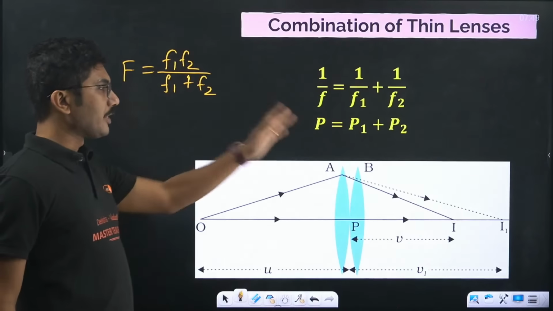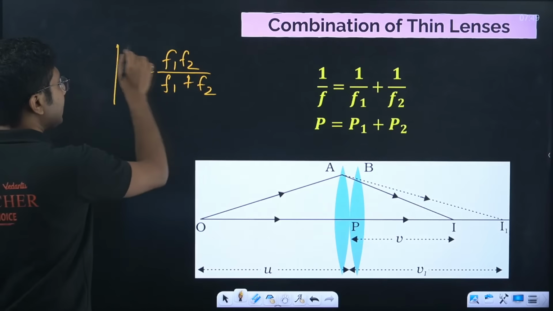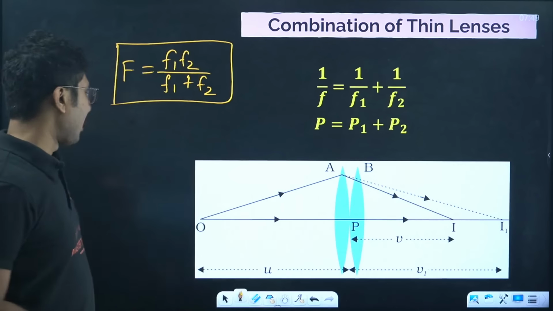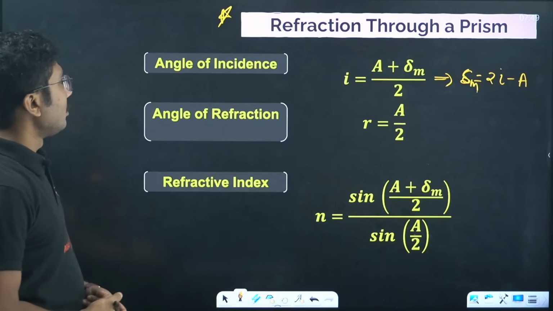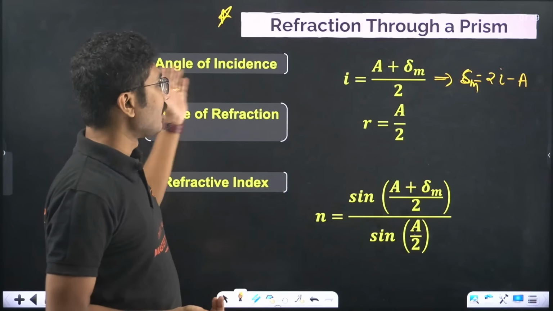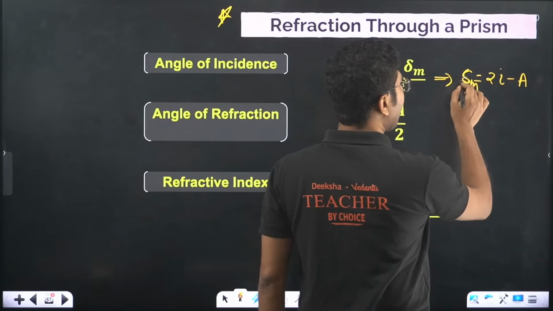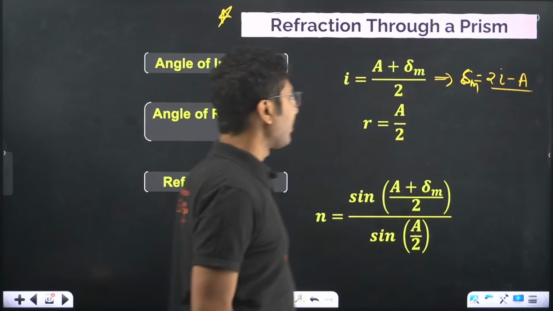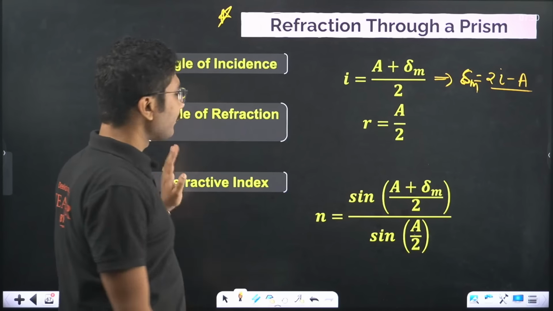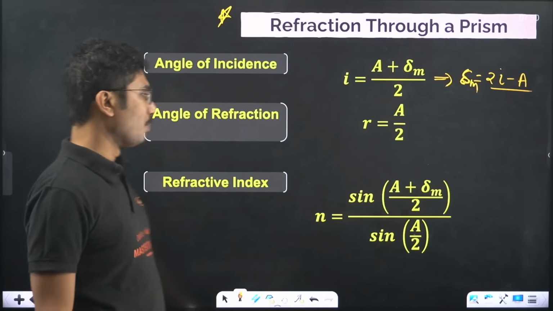Combination of thin lenses: if lenses are kept in contact, equivalent focal length is given by F1F2/(F1 + F2). Power simply gets added. Now refraction through a prism, someone was asking at the beginning. Angle of incidence is given by I = (A + δm)/2, δm = 2I − A. Angle of refraction is r = A/2, and refractive index equals sin((A + δ)/2) divided by sin(A/2).